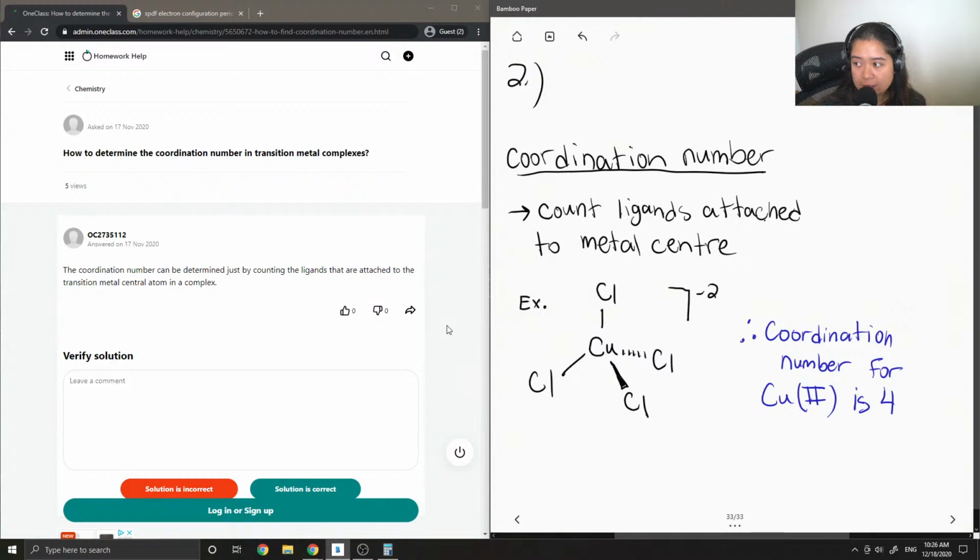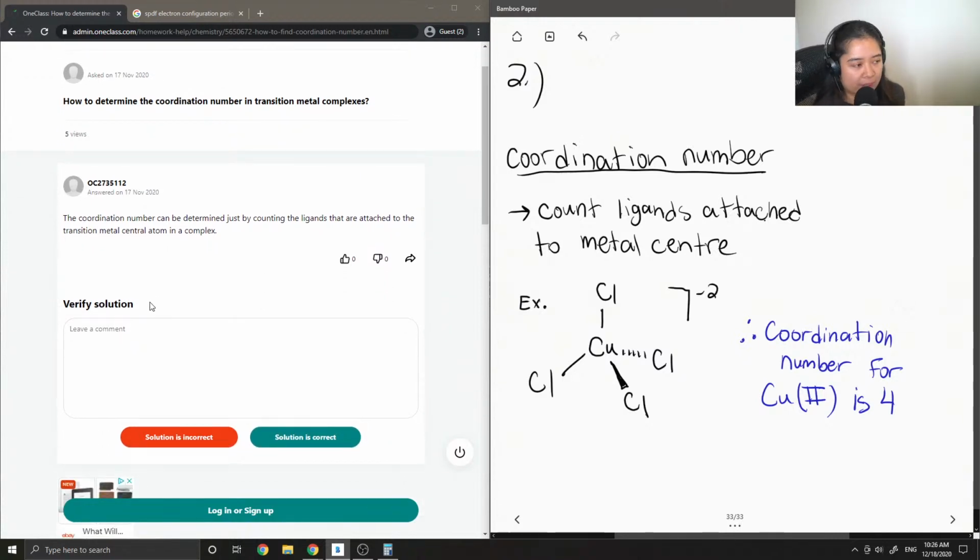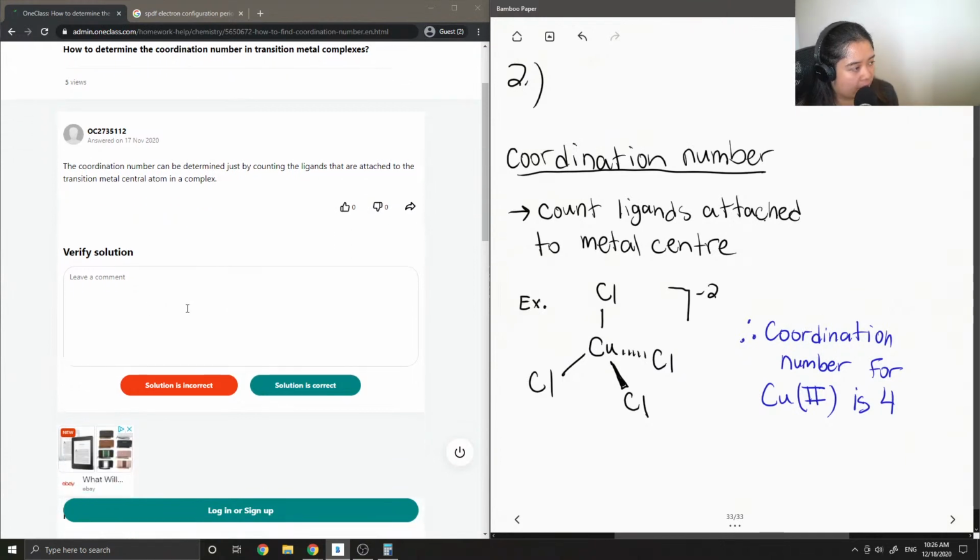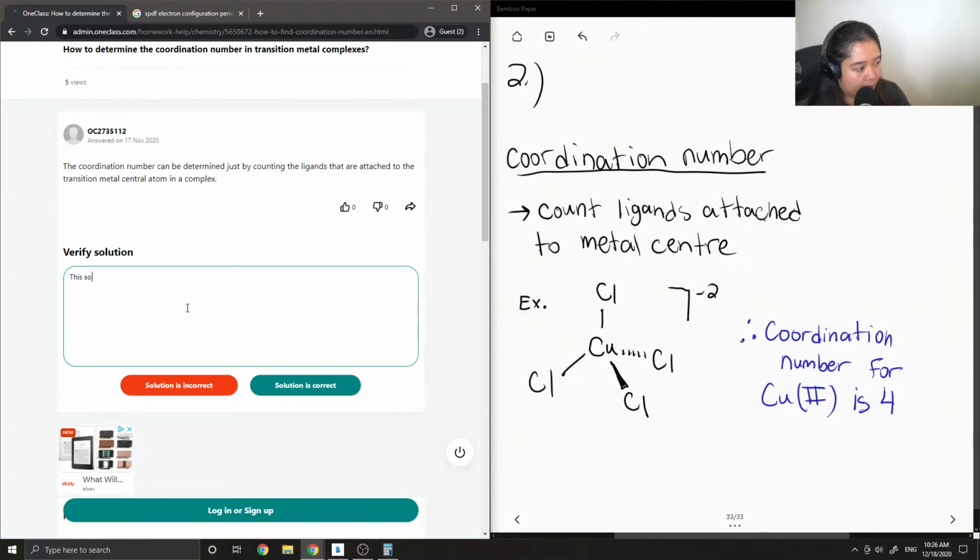Okay, so let's see what our junior tutor said. The coordination number can be determined just by counting the ligands that are attached to the transition metal central atom in a complex. Yep, so this solution is correct.